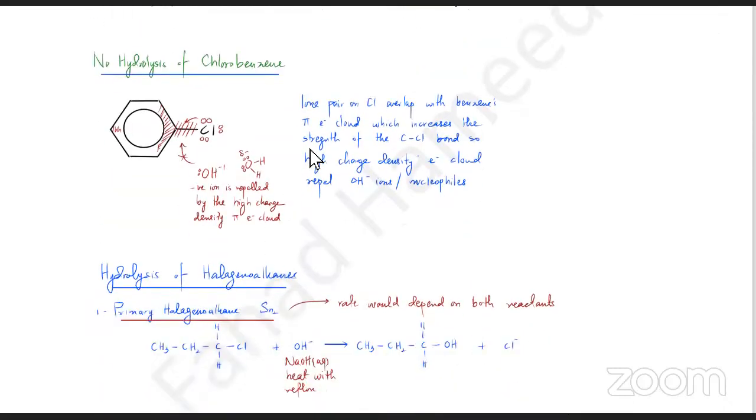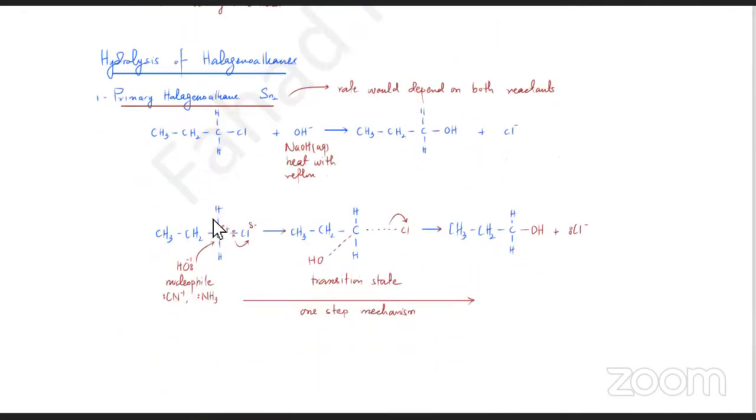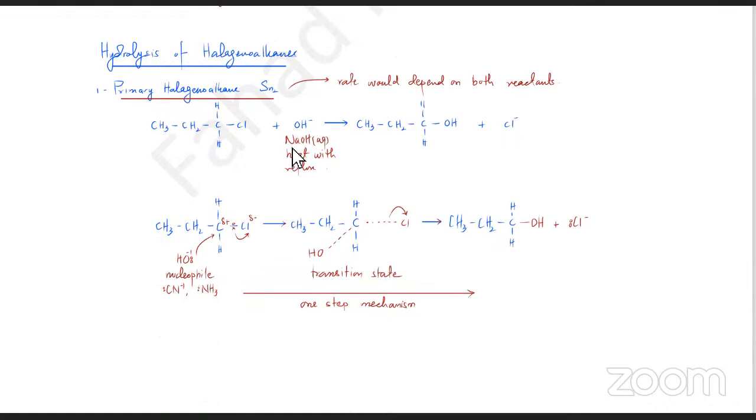So why is the first one not hydrolyzing? Because the Cl lone pairs and the benzene electron cloud overlap and mix, and you've got a lot of electrons, so the bond becomes stronger, and the OH minus, the nucleophile, gets repelled. The negative ion gets repelled by the negative charge over here. Halogenoalkanes have more moderate hydrolysis, SN2 and SN1 mechanisms. In primary halogenoalkanes, the OH minus will get attracted to the carbon that's positive. Why is it positive? Because it's bonded to a Cl, which is electronegative, and the OH minus gets attached, and the Cl gets knocked out.